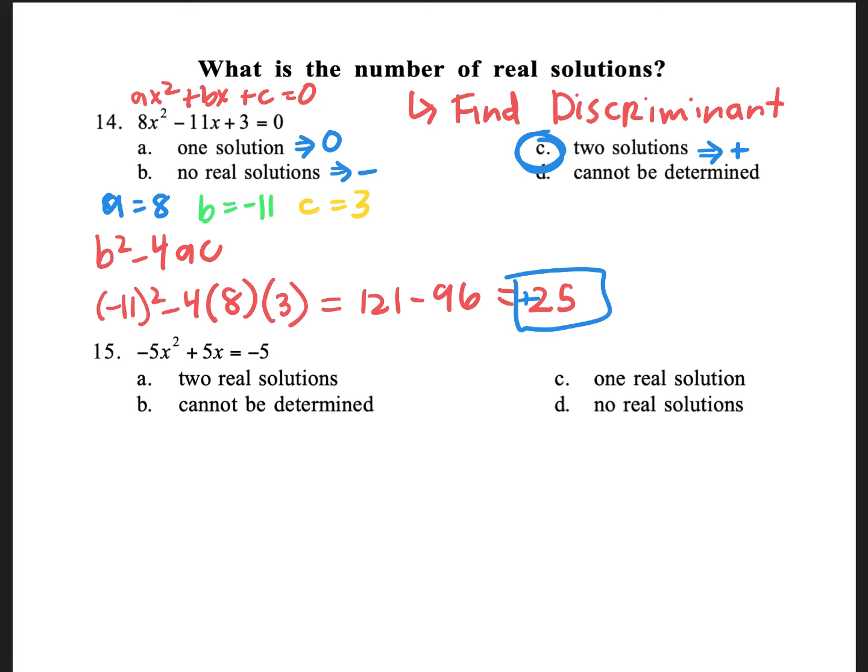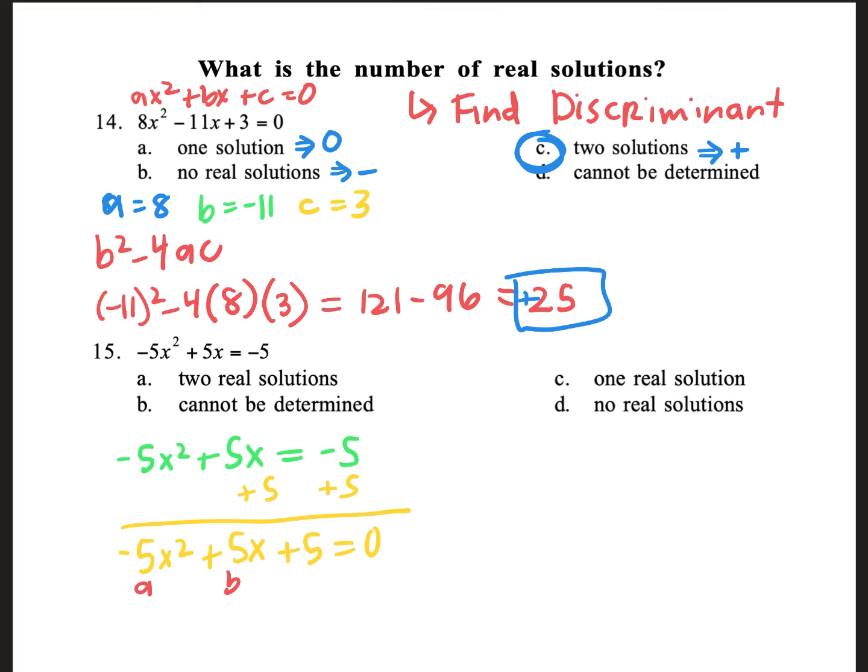For number 15, we're doing the same thing. We're using the same formula, but I notice we have -5x squared plus 5x equal to -5. So I need to move that -5 to the other side because my equation needs to be equal to 0. To move my -5, we're going to do the opposite, which is add it. So we have -5x squared plus 5x plus 5 equals 0. Again, we have a in front of x squared, b in front of x, and c all by itself. So I know a equals -5, b equals 5, and c also equals 5.